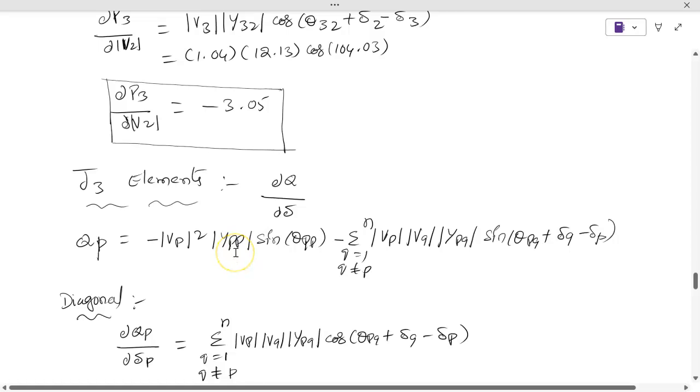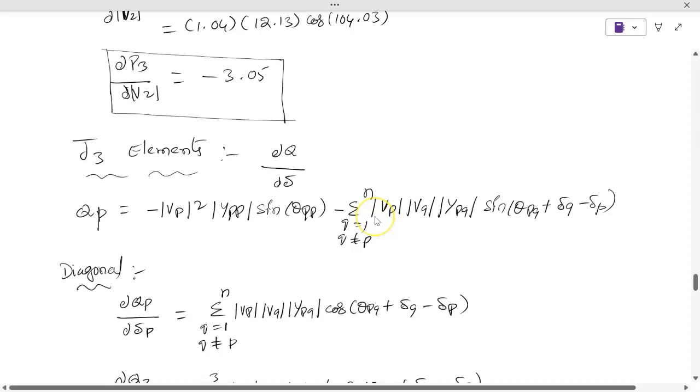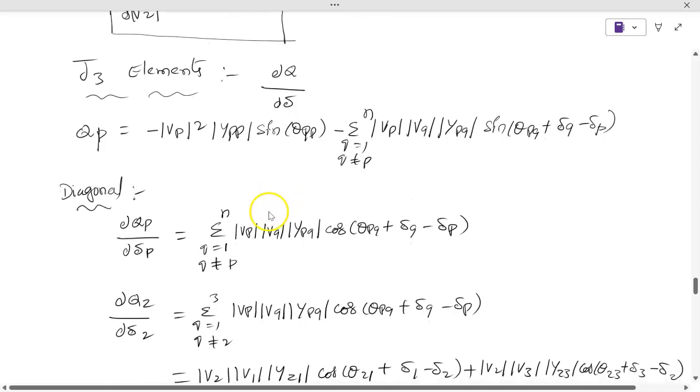Again 2 values we need to calculate, that is J3 means dou Q by dou del. Here this is the Q equation, you know that. So after getting the Q equation, we need to derive this Q equation with respect to del, that is the diagonal element dou QP by dou del P. So this equation you need to differentiate with respect to del P. Here del P is not available, this is 0. Here del P is available, that is minus of minus, that is plus, sine differentiation is cos. Derivation will become cos. So then we'll get this equation.